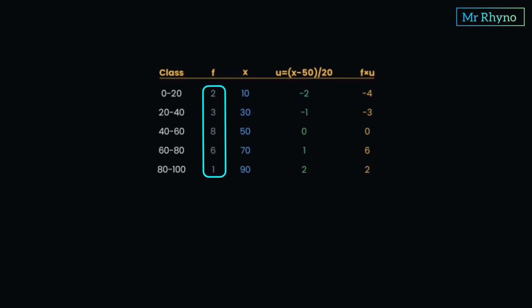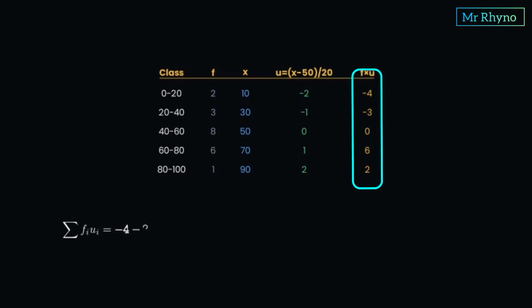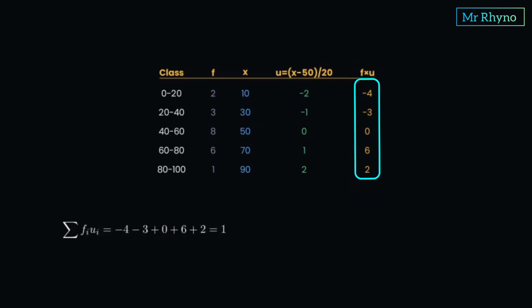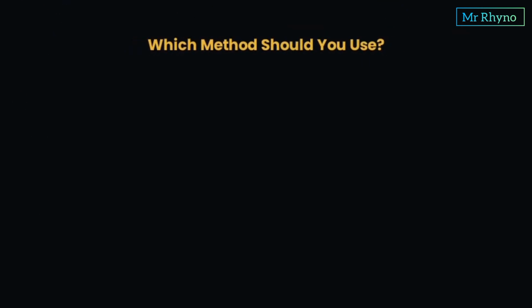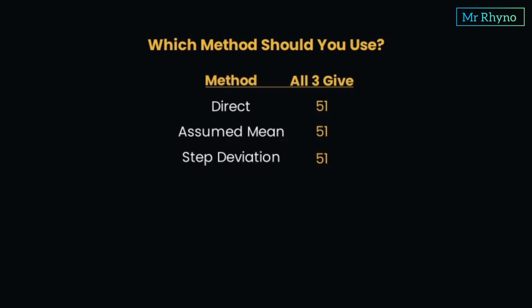Then we multiply f column and u column to get fu. Next, we add the fu column, negative 4 minus 3 plus 0 plus 6 plus 2, and that gives us 1. So our mean shall be given by 50 plus 1 over 20 multiplied by 20, and notice that that gives us 51. We've used 3 different methods, but one identical answer. The direct method gave us 51, the assumed mean method gave us 51, and also the step deviation method gave us 51 as our final answer.